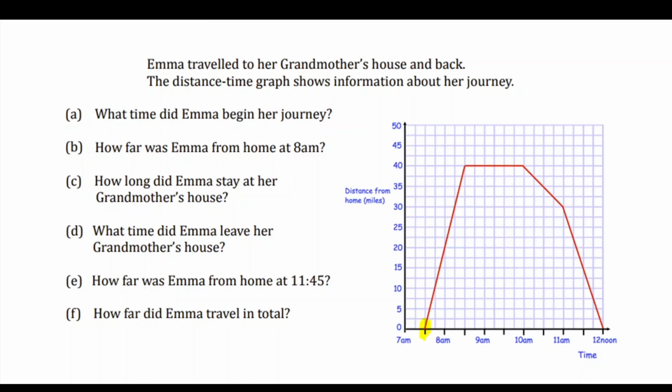Some students will just go to the beginning of the time axis and assume that's the beginning of the journey, and they'll tell us 7 a.m. It was 7:30, the beginning of the journey, the point where the graph starts. 7:30. How far was Emma from home at 8 a.m.?